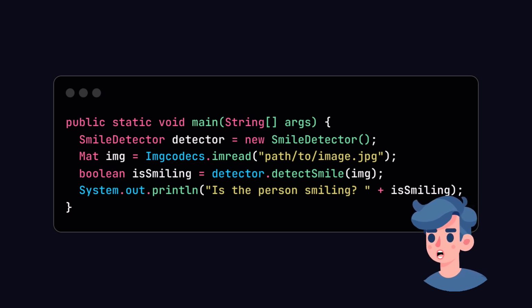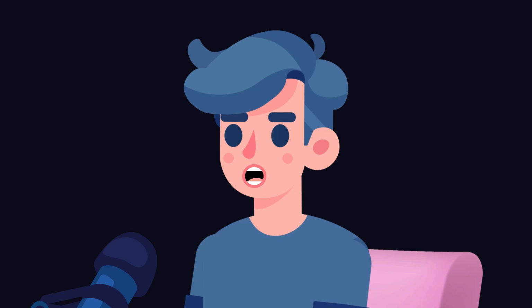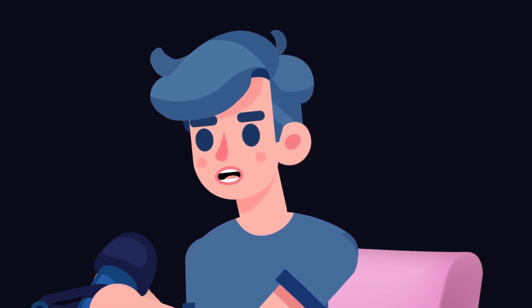It's important to test our implementation. We can do that by reading an image from the disk and passing it to our detectSmile method. Let's create a simple main method in our SmileDetector class for testing. Make sure to replace path/to/image.jpg with an actual image file containing a face.